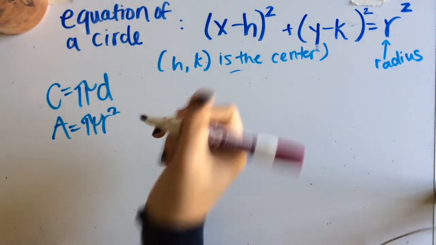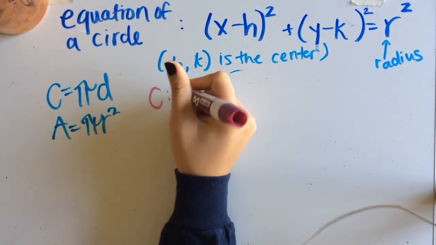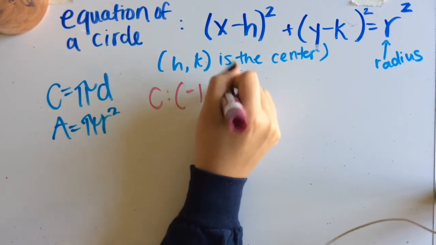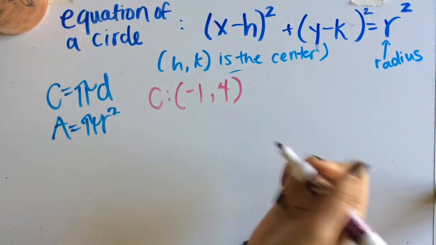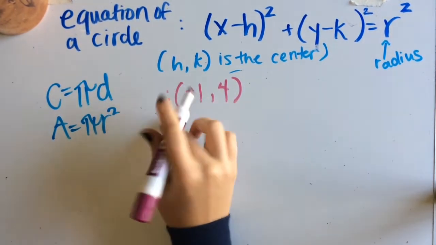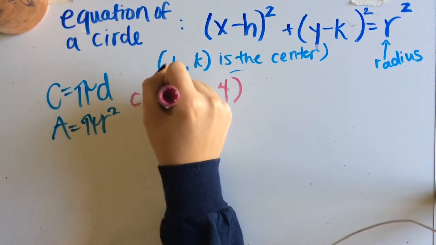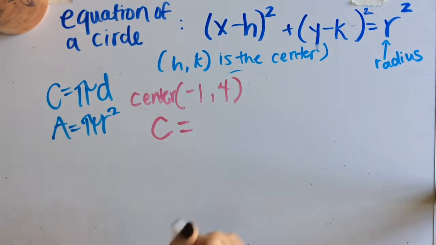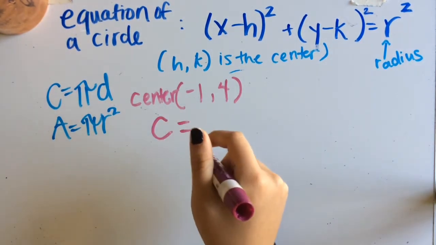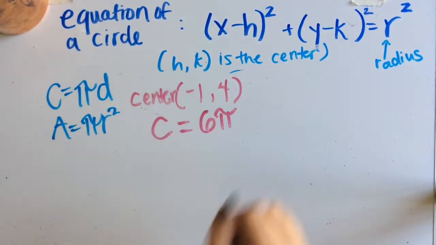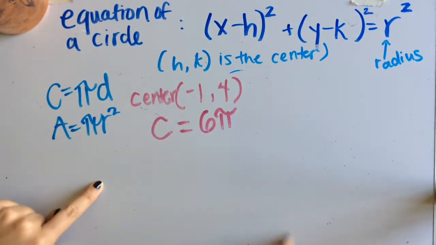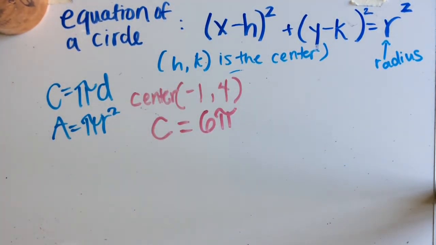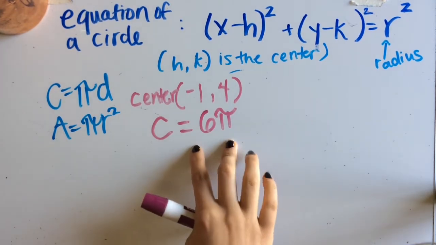Okay, I'm going to use an example where the center is negative 1, 4, and then it gives me the circumference. Let me write this as center so we won't confuse that. Center is negative 1, 4, and then the circumference, capital C, is equal to 6 pi. Okay, that means that the distance around the circle is 6 pi. So I am going to use this to find the diameter and radius.